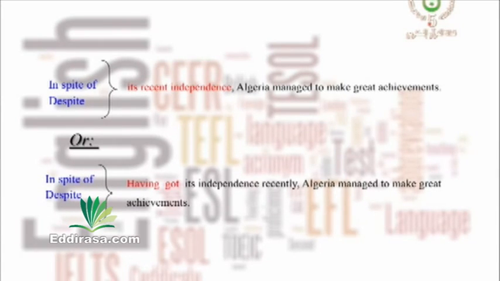And in the second example, having got its independence, we can have the gerund. If we don't know how to use the noun, we can have the noun phrase by having the gerund, which is the verb in the infinitive without to plus ing. Right? Now, let's fill in the gaps to get the sentence structure for the second example.